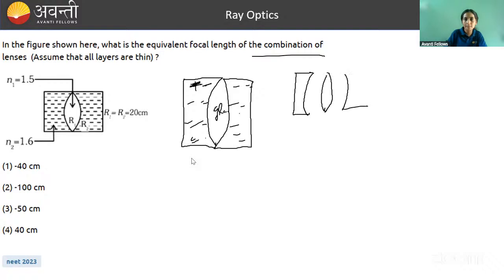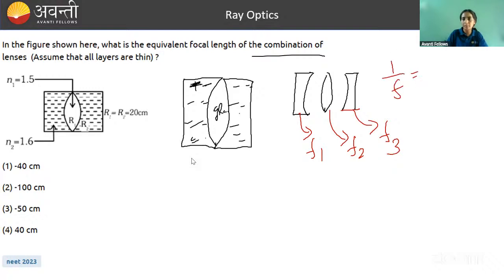And then the third lens is like this. So when it is talking about calculating the focal length of a combination of lenses, what you have to do is individually calculate the focal length of this one, then the focal length of this one, and then the focal length of this one. And then you have to utilize the formula 1 by f equal to 1 by f1 plus 1 by f2 plus 1 by f3. So this is what you are going to do. How will you calculate 1 by f1?